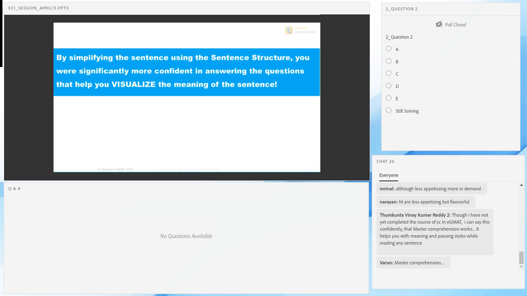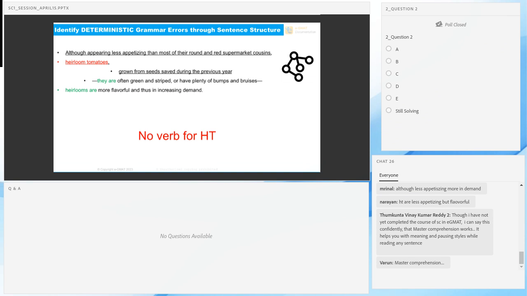Okay, all right, so let's come to the next step here. So we have understood the meaning, right? Now the sentence structure not only helps you understand the meaning, it also helps you identify deterministic errors. Now, what do I mean by deterministic errors? Deterministic errors are errors that have a very solid grammatical rule behind them.